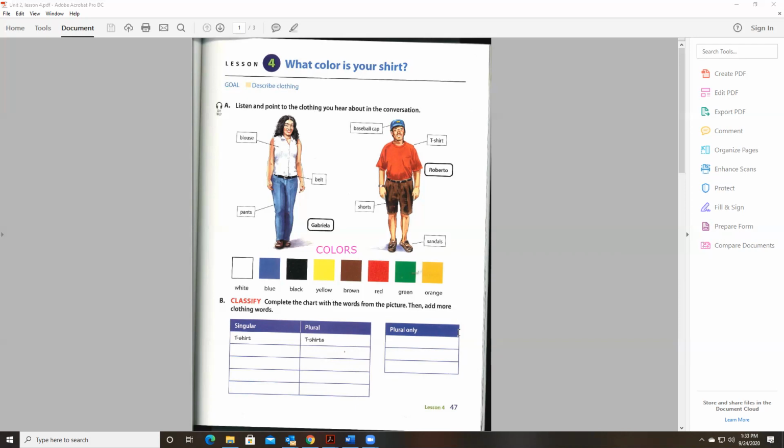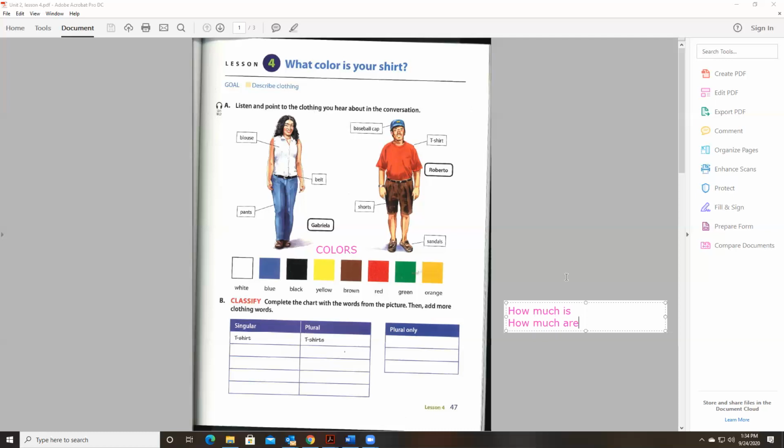So let's look at B. It says complete the chart with the words from the picture. Then add more clothing words. Okay, so you have a total of 7 different clothing words. Looks like they already have one of them, singular. Okay, so this is where, if you remember, we talked about how much is and how much are. Not last week, yesterday.